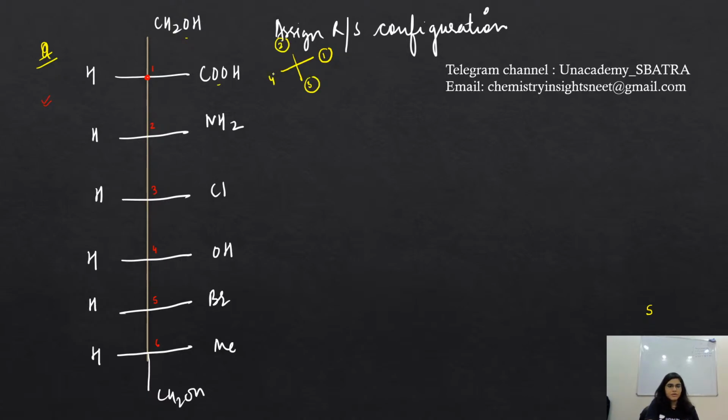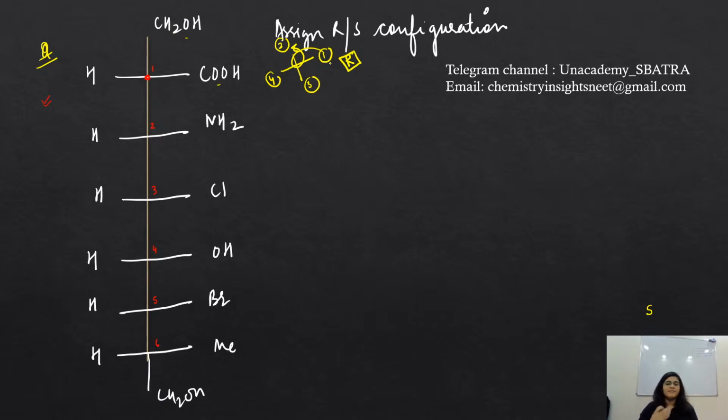So what you will be observing, you have to go from 1 to 2, 2 to 3. That means you have to move in this direction. So this is your S configuration, but what you are observing is that the least priority group is present on the horizontal position. So the final configuration for this will be R.